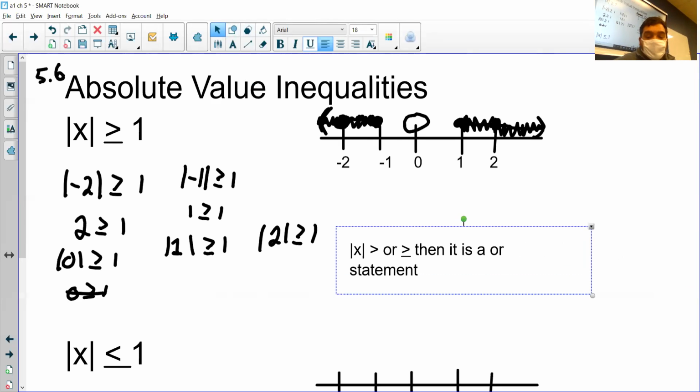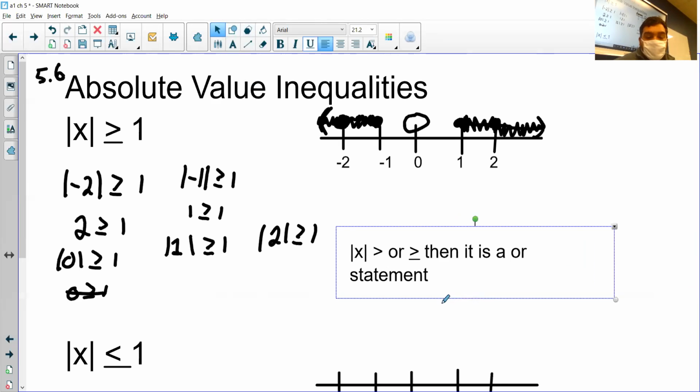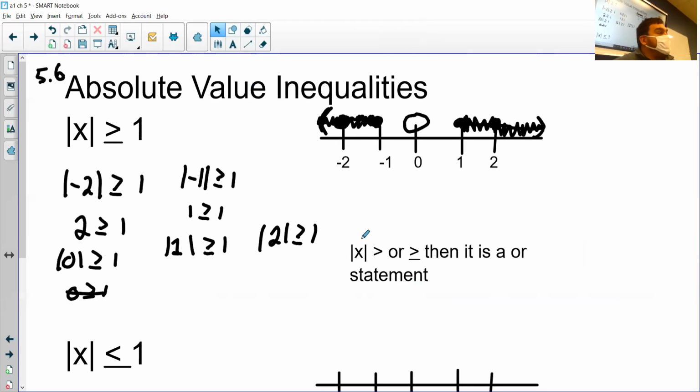Everyone, write this down. If the absolute value of x, and it doesn't matter what equation it is, but absolute value of whatever's inside is greater than or greater than or equal to, then it should be an or statement.